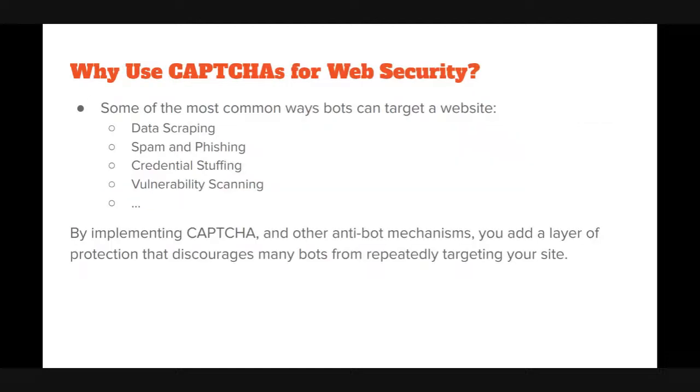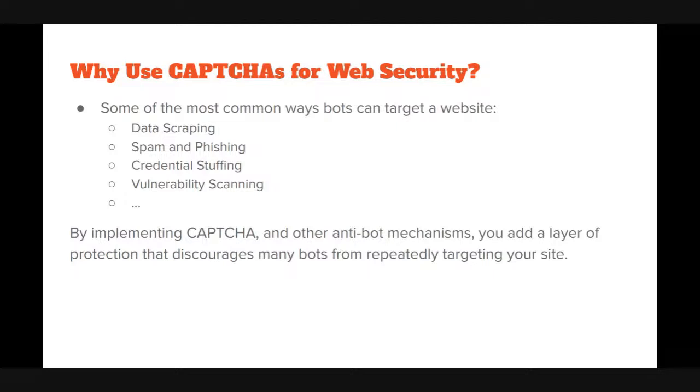So why would you use CAPTCHAs for web security? Some of the most common ways bots can target a website are the following ones. There are many other ones, but let's just focus on these for now. The first one is data scraping. Bots are programmed to pull information like prices, product details, articles, or user reviews, often to be reused or sold elsewhere. This is especially common with competitors or data aggregators who want to collect content from your site.